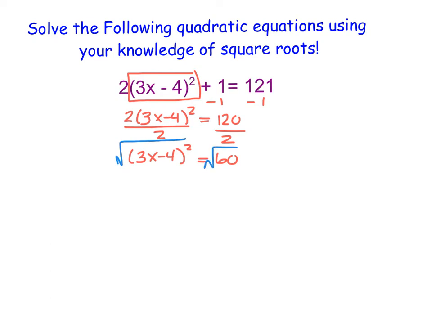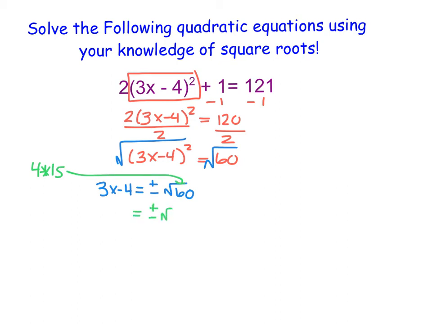Remembering that when we square root a squared, we need to set 3x minus 4 equal to the positive and the negative version of the square root of 60. Now, because we have a square root here, we need to simplify that square root. And if I look at 60 and I start dividing it by the perfect squares, I find that the only perfect square 60 is divisible by is 4, and it's 4 times 15. So what we're going to do here is simplify this a little bit.